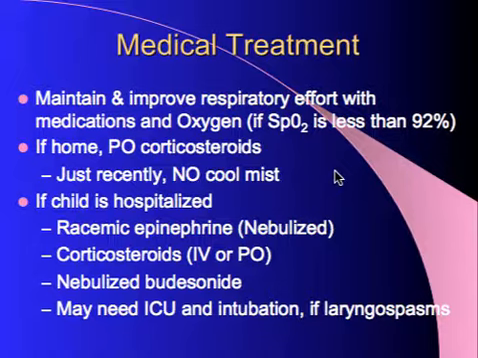If the child is hospitalized, they will receive nebulized racemic epinephrine, which only works on the upper airway. They will receive corticosteroids, usually intravenously at the beginning, and then as their PO intake increases, they will switch to by mouth. They may receive nebulized budesonide, and they may need intensive care unit and intubation if they develop laryngospasms.